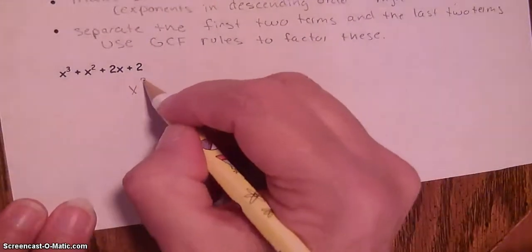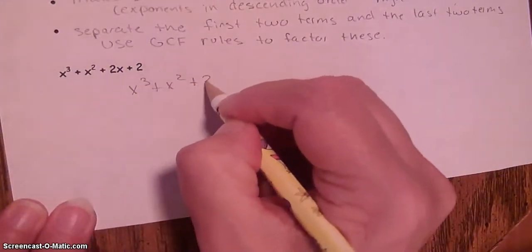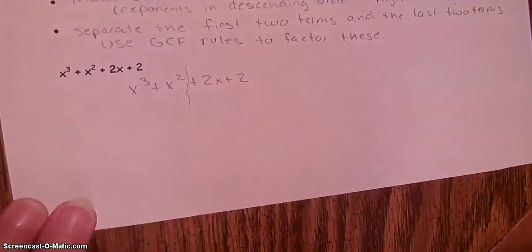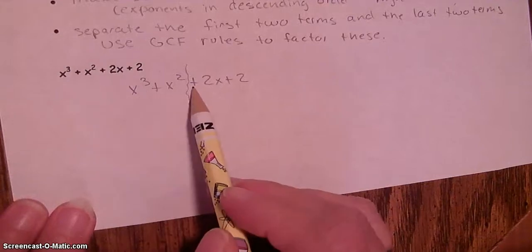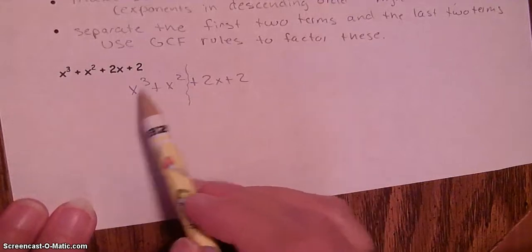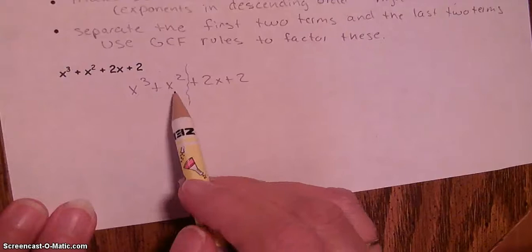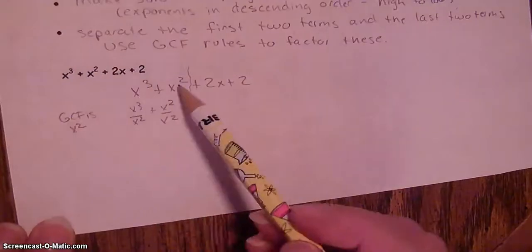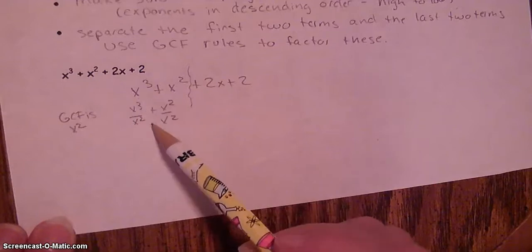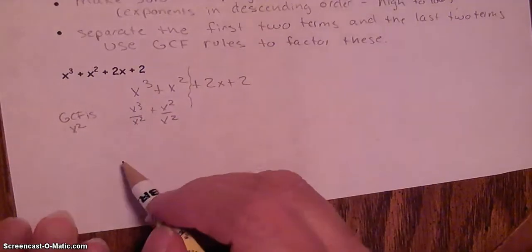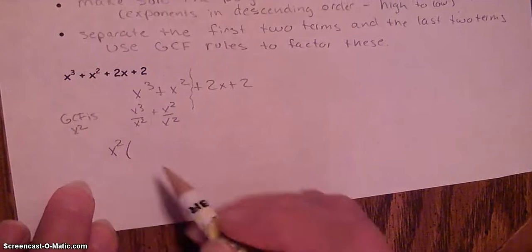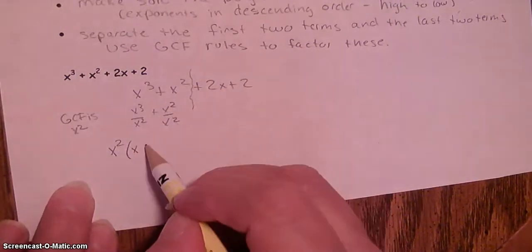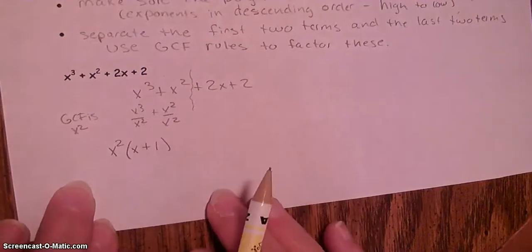So I'm going to rewrite this here so it's a little easier for me to do. The first thing to do is separate the first two and the last two. I draw a little line there. What is the greatest common factor between x cubed and x squared? My GCF is x squared for these two terms, so I divide x cubed by x squared and x squared by x squared. I put what I divide on the outside and what's left inside. x cubed divided by x squared is x, and x squared divided by x squared is plus 1. So I have factored out the first two terms.